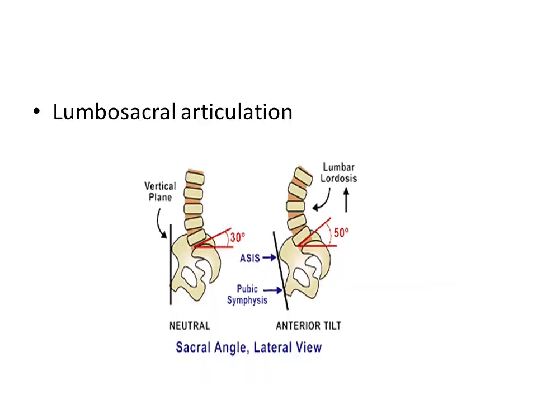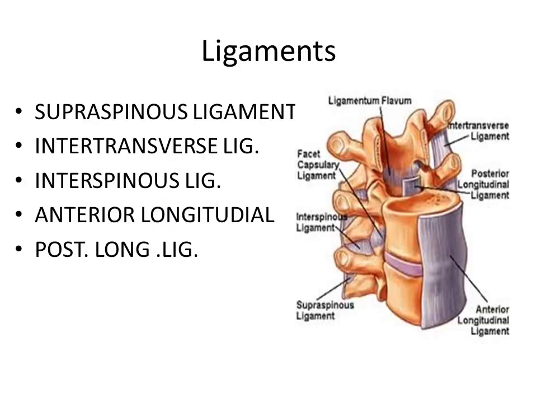Then we have the lumbosacral articulation. It's nothing but the fifth lumbar vertebra and the first sacral segment. The first sacral segment is inclined slightly anteriorly and inferiorly, and forms an angle with the horizontal. That's called the lumbosacral angle. Here you can see the lumbosacral angle. An increase in the angle means an increase in the lumbar lordosis and increased shearing stress at the lumbosacral joint.